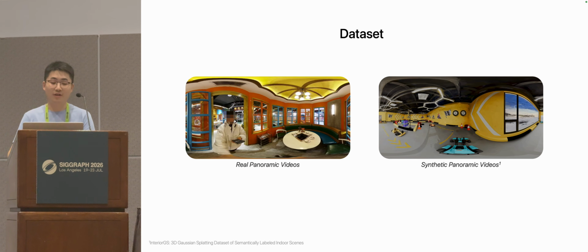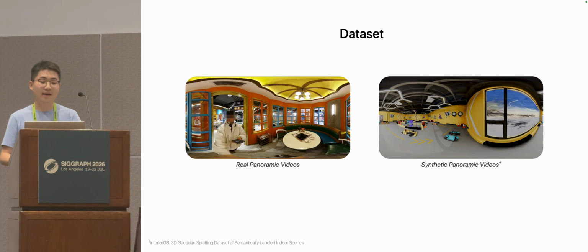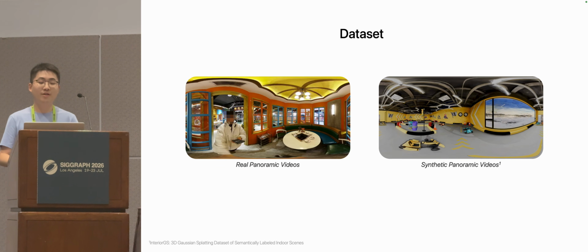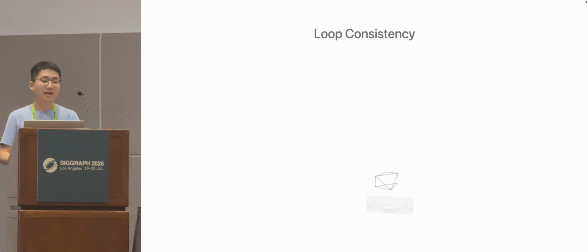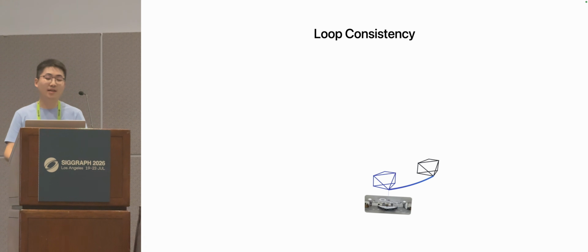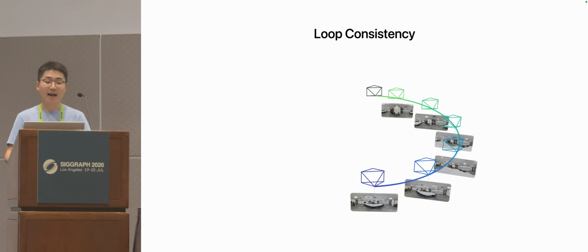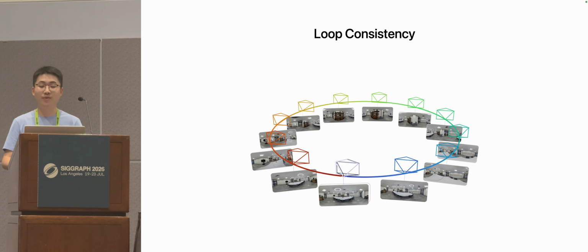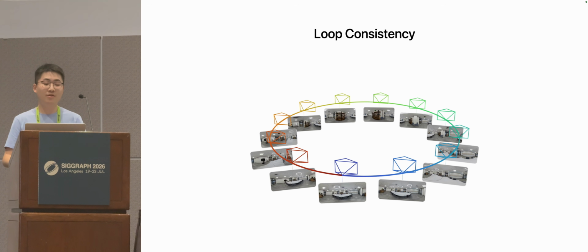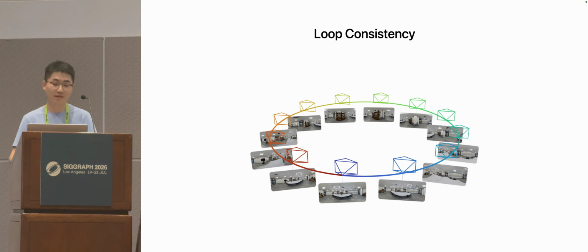Finally, to measure long-term consistency, which standard video metrics miss, we introduce a new metric called loop consistency. The idea is simple. We send the camera on a closed loop and check whether it returns to where it starts. If the scene is truly consistent, the last frames should match the first.